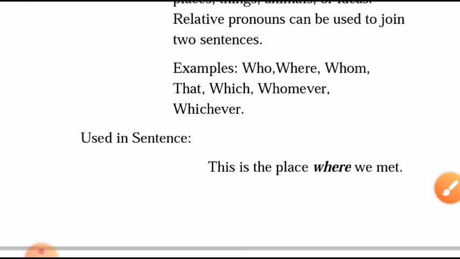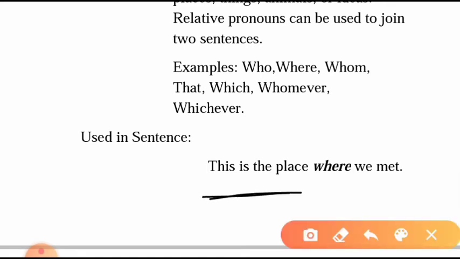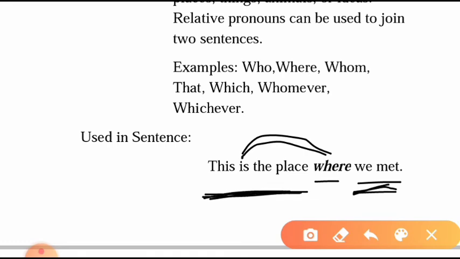Let's see the sentence: This is the place where we met. So now you can see the sentence. This is the place. So this is what was previously mentioned in the sentence, and where we met is the additional information. You are referring to this place, that where we met. You are using additional information after the relative pronoun, where we met. So we use relative pronouns for two reasons. Where we want to mention something which is previously said, or we could also use relative pronouns to combine two sentences or phrases.